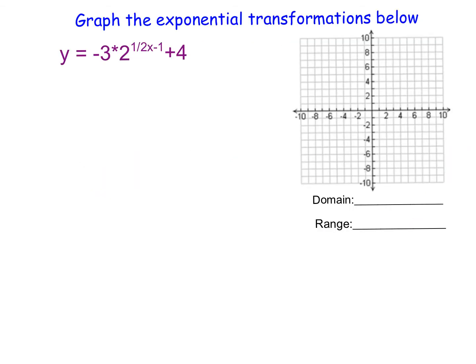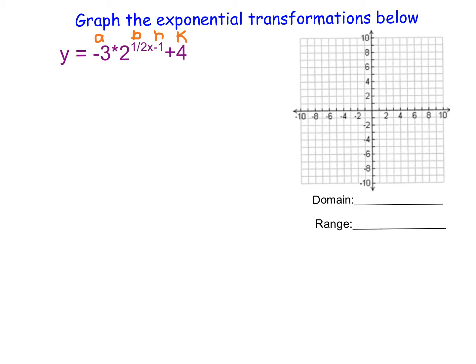So let's jump in and look at our first example. What I notice when I look here at y equals -3 times 2 to the power of 1/2 (x minus 1), and then all plus 4, is I have values for a, b, h, and k. So I have all 4 transformations up there in my exponential function.